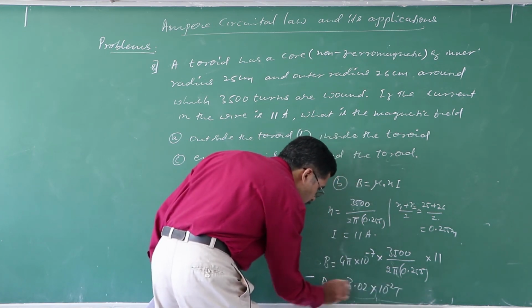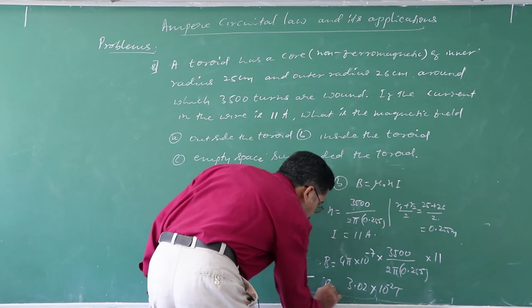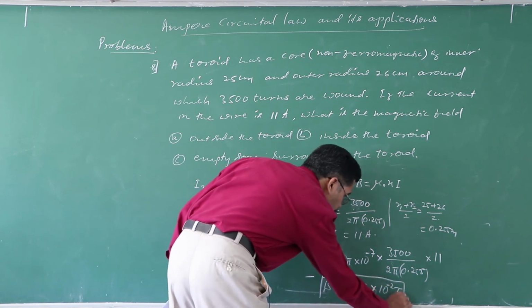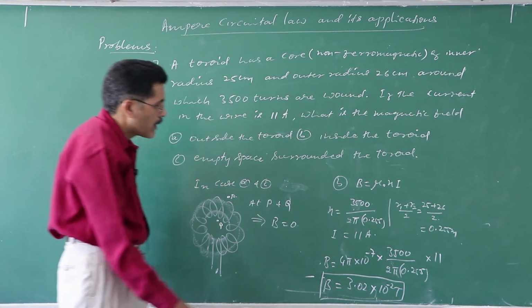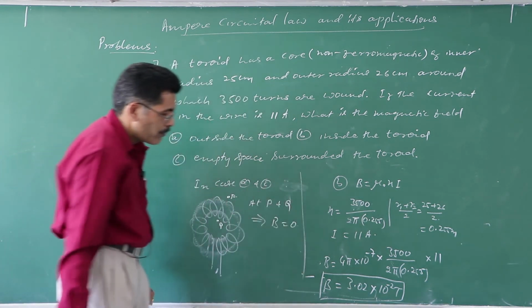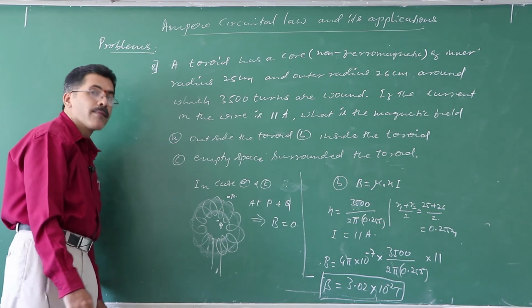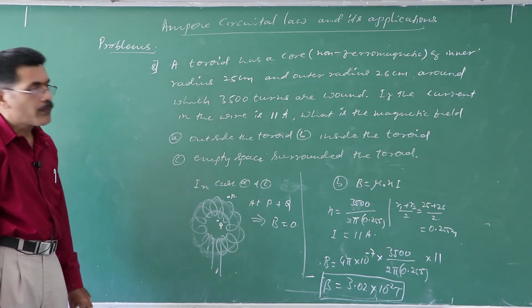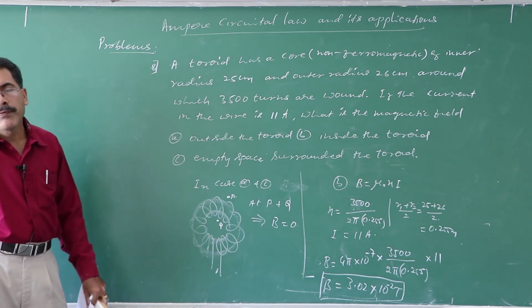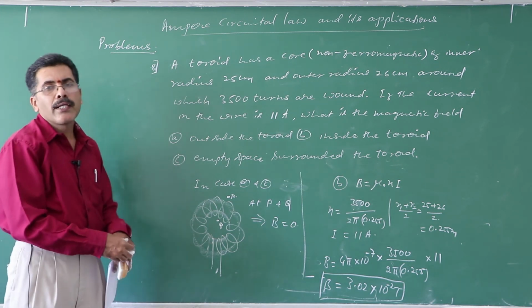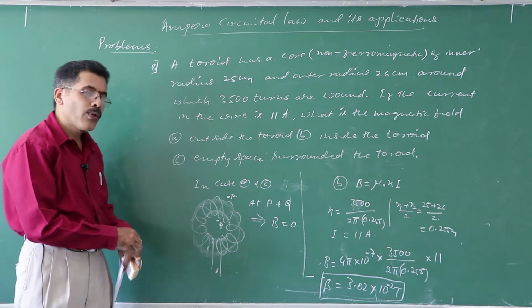So the magnetic field at this point comes out to be 3.02. Please work it out and check the final result. B is equal to 3.02 into 10 raised to minus 2 Tesla. See, in this way we can solve problems related to a current carrying straight wire, a solenoid and a toroid.